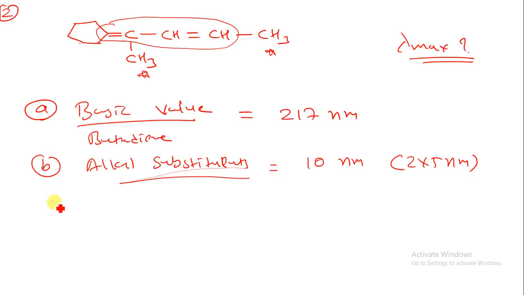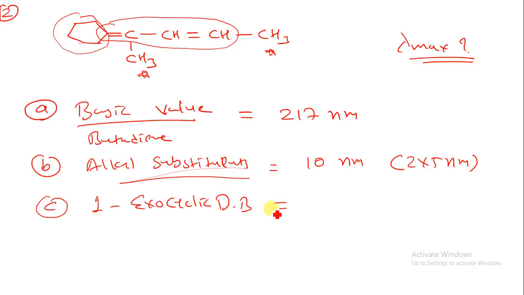And now the third one, whether there is an exocyclic double bond present over here or not. So this is my ring. There is one double bond present on the outer side of the ring. So there is one exocyclic double bond, so I have to write down over here one exocyclic double bond. For each exocyclic double bond you have to add 5 nanometer. So here there is only one exocyclic double bond, so I have to add 5 nanometer.